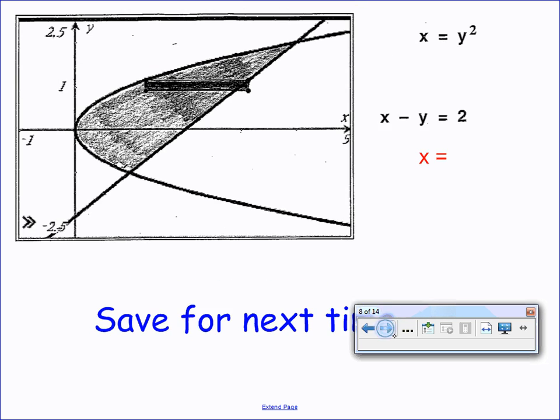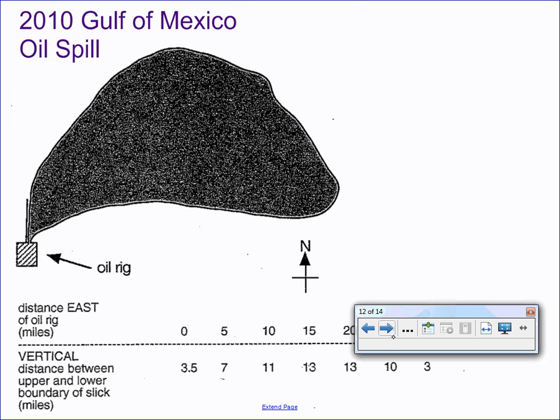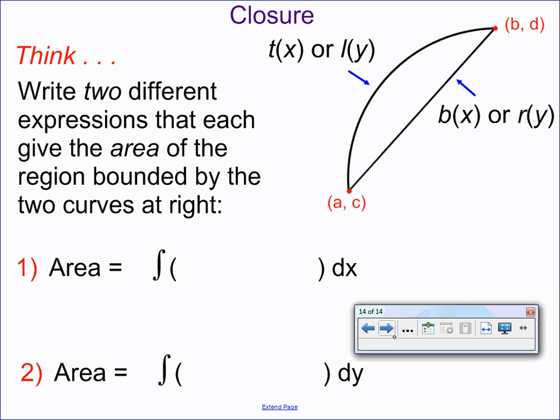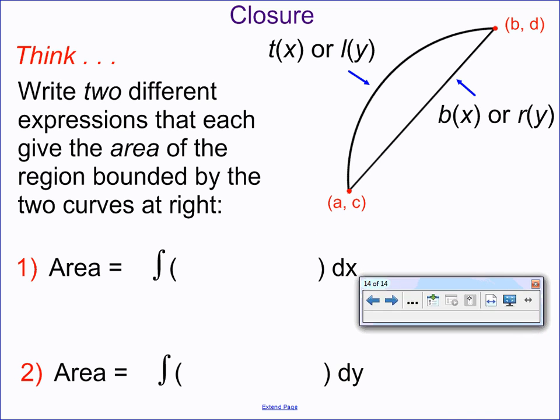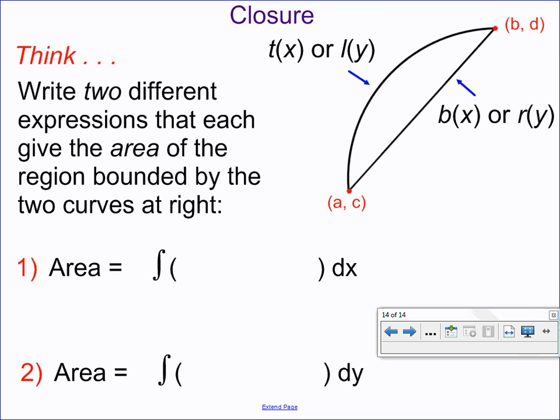We're going to save this for next class, as well as our oil rig application, and let's focus now on our closure. We're going to think about two different ways in which we could express the area in between these two curves. First, we'll do it the way top curve minus bottom curve. Then the second way we'll do it is using Ella's method, scanning the region from bottom to top and doing right curve minus left curve to make sure that the rectangle heights are positive.